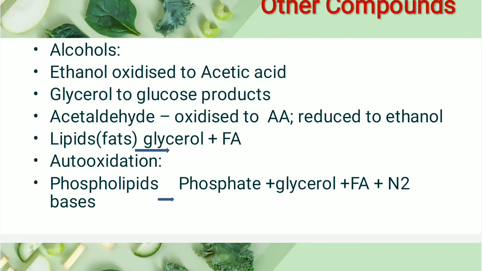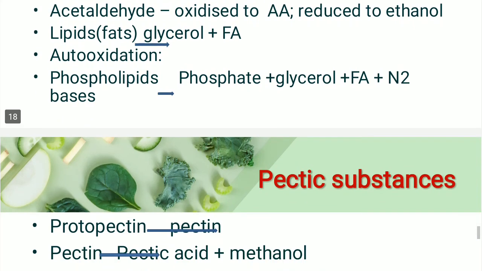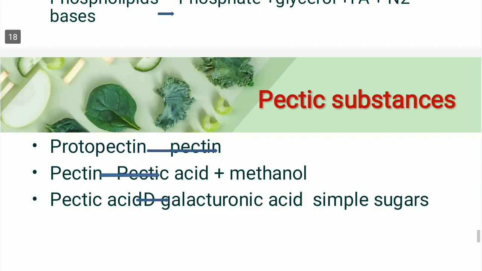Take any phospholipid, for example choline. This actually gets degraded into phosphate, glycerol, fatty acid, and nitrogen bases. So different types of spoilage set in.